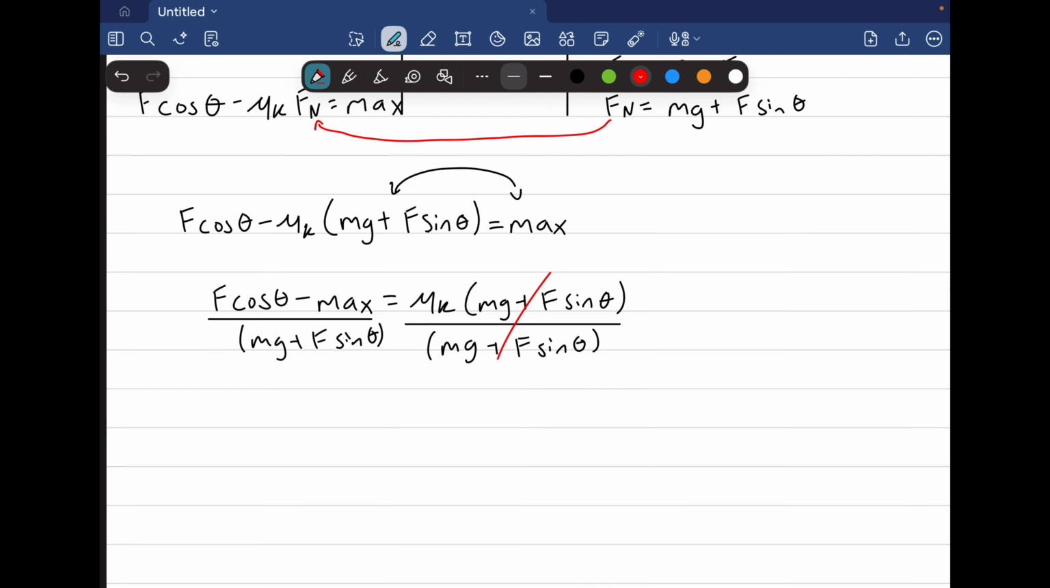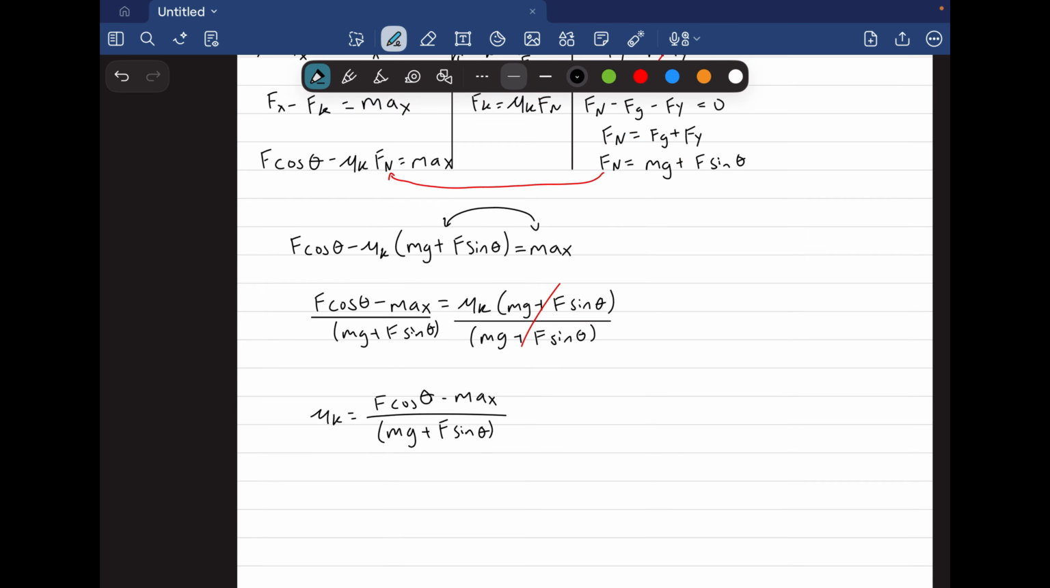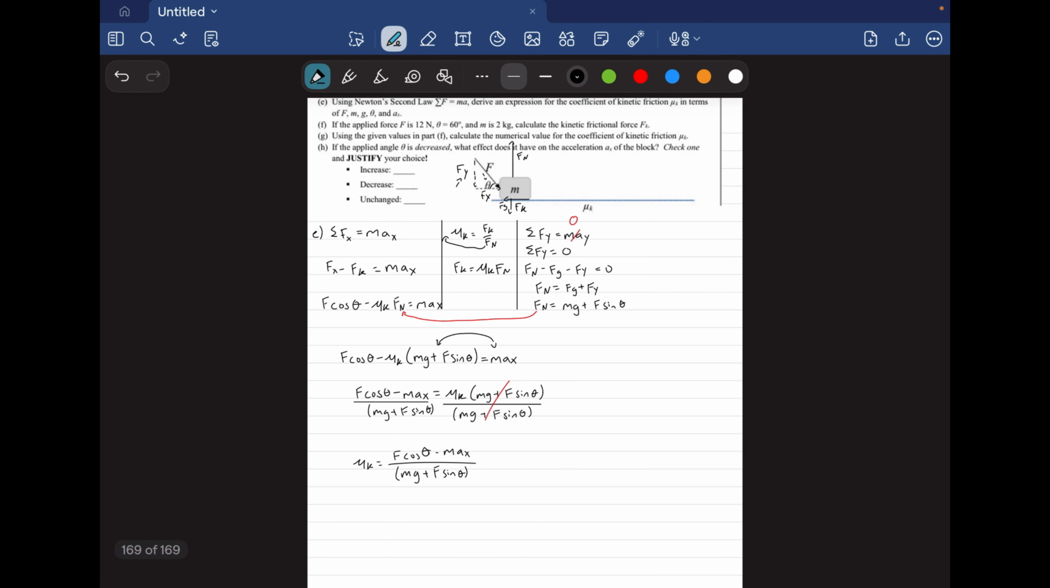Leaving me with this final equation to find mu k. Right. So it's in terms of F, m, g, theta, and a_x. So there we go.